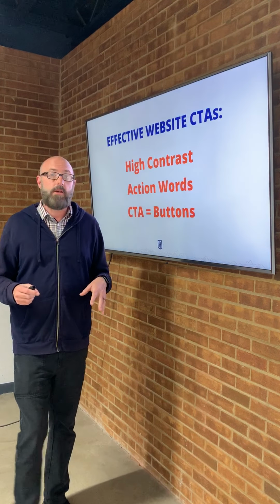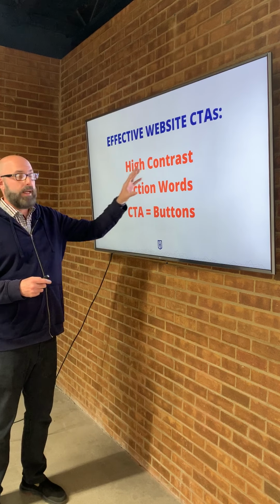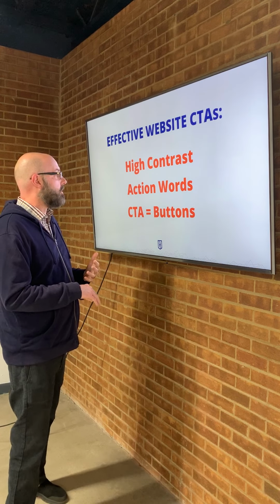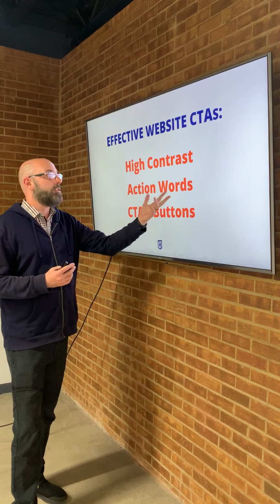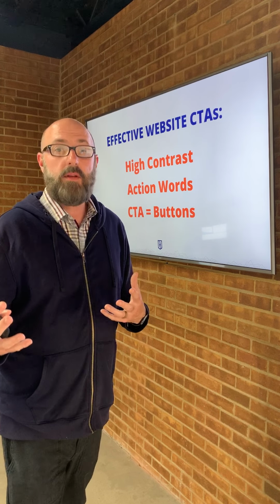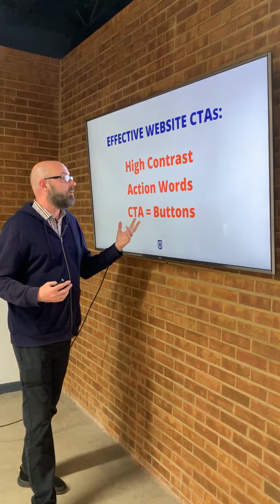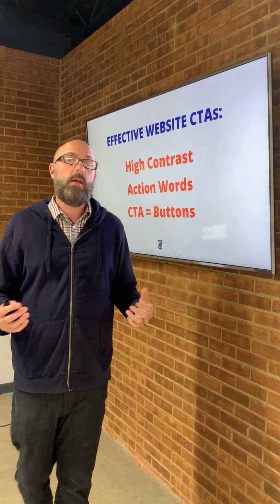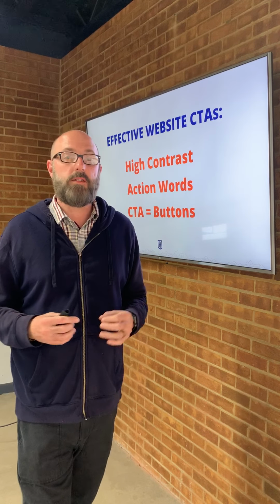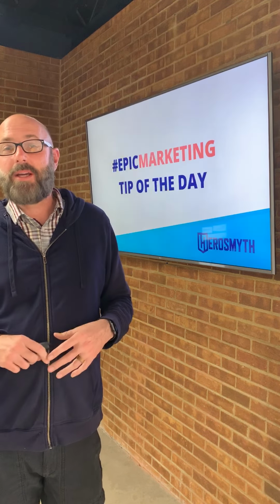So let's review those again real quick. Effective calls to action are high contrast, so whatever background color is you want on your website, you want to use a very contrasting color. They use action words that describe what's going to happen if the user clicks the button and what they're going to get. And also, in this modern era, calls to actions on websites at least should be actual buttons rather than text or pictures. So that's your epic marketing tip of the day.